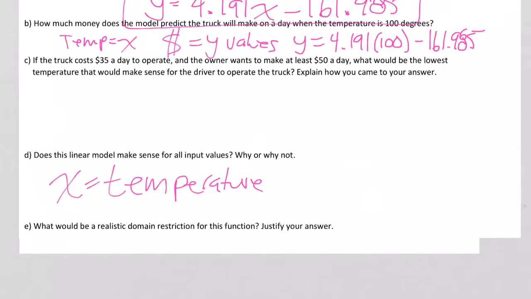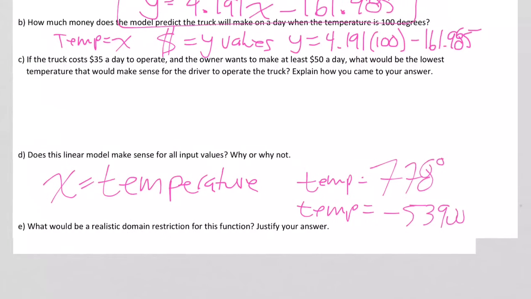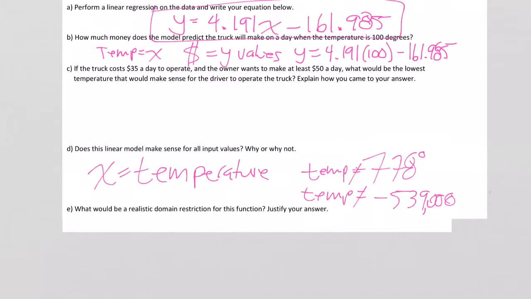On Earth, we will never reach a temperature of, say, 778 degrees. Nor will we ever reach a temperature of negative 539,000 degrees. It's not going to happen. Our inputs are temperatures, and it will never reach crazy numbers like that. So no, it doesn't make sense for all inputs.